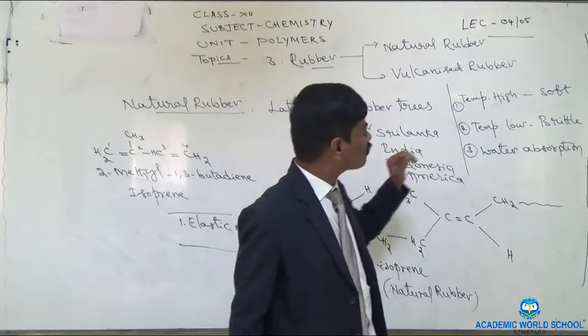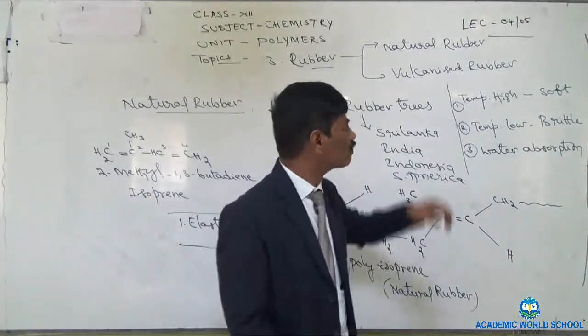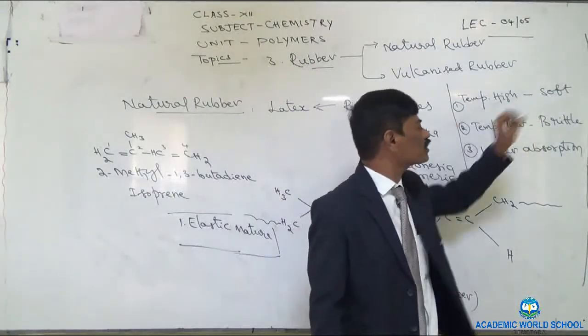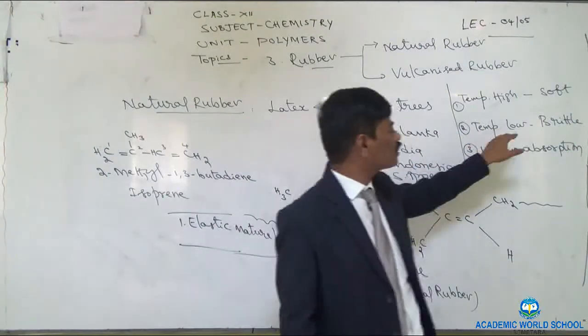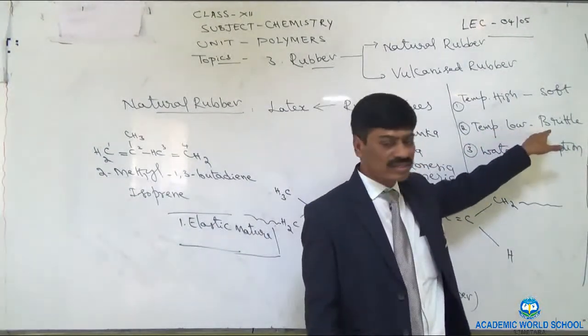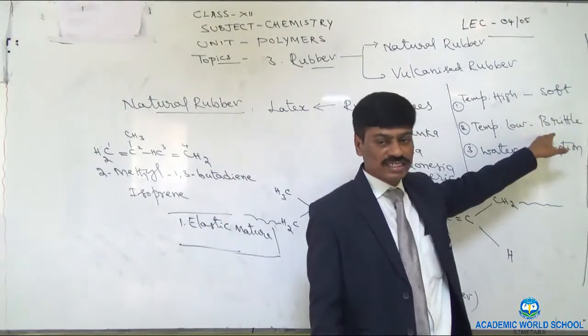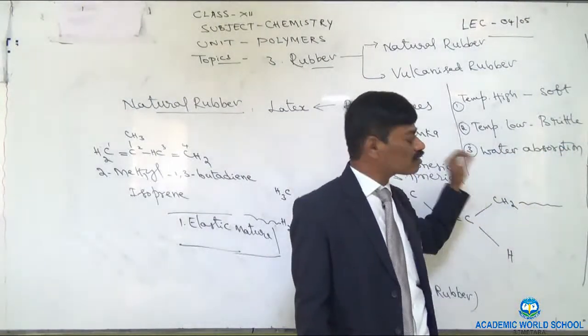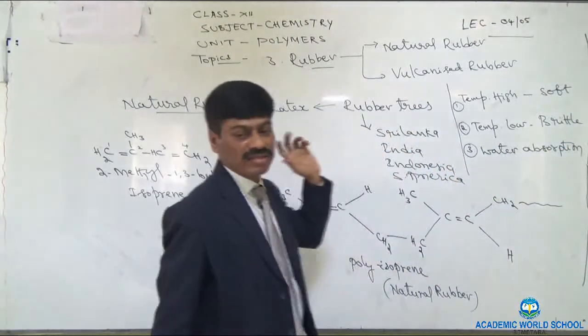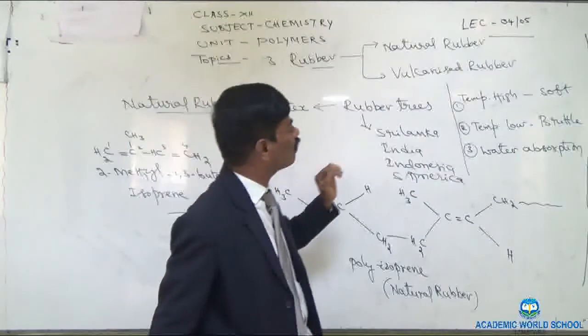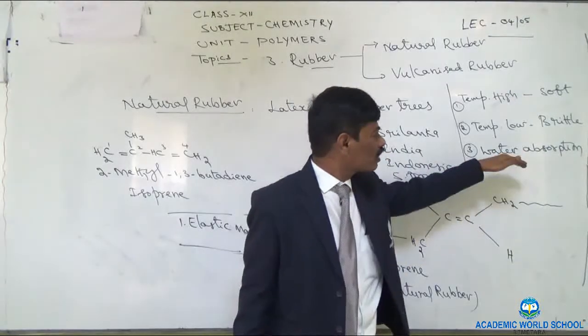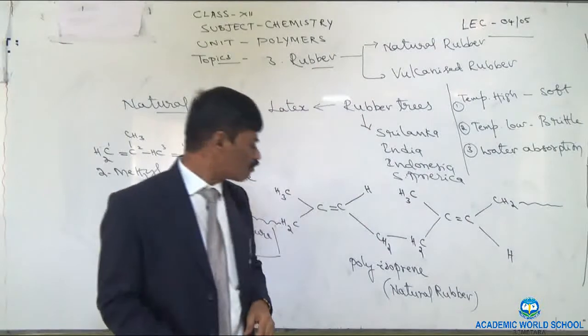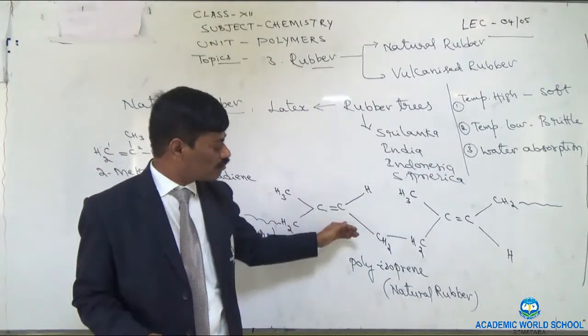Next, it has three important physical properties. That is, at high temperature it becomes soft, and at low temperature, if we use it, it becomes pieces, meaning it shows brittle nature. Moreover, it has water absorption capacity. These are the three physical properties exhibited by the natural rubber or polyisoprene polymer.